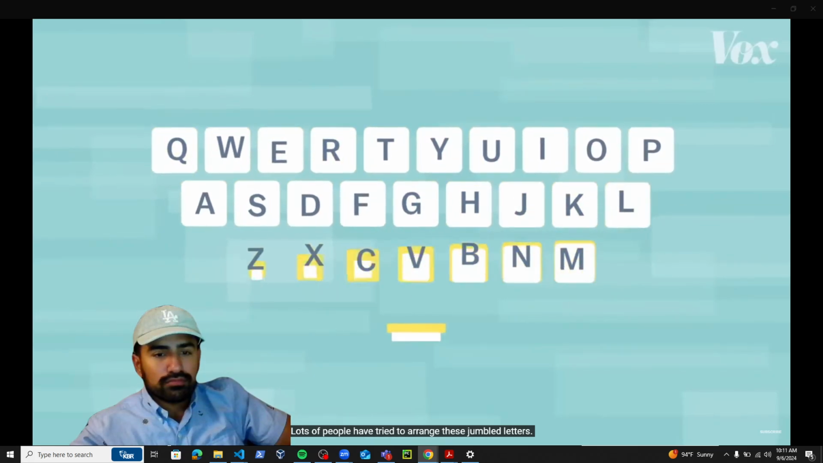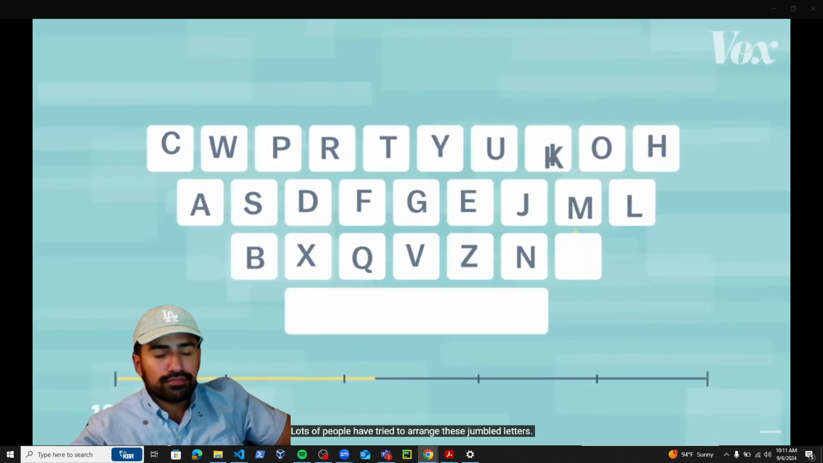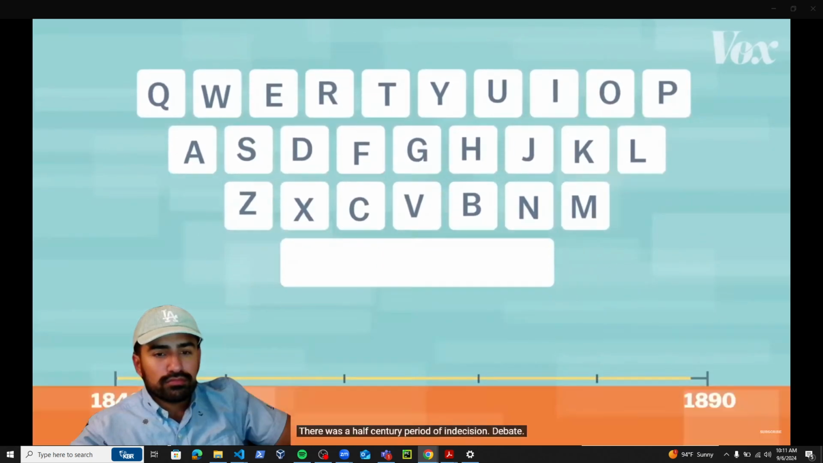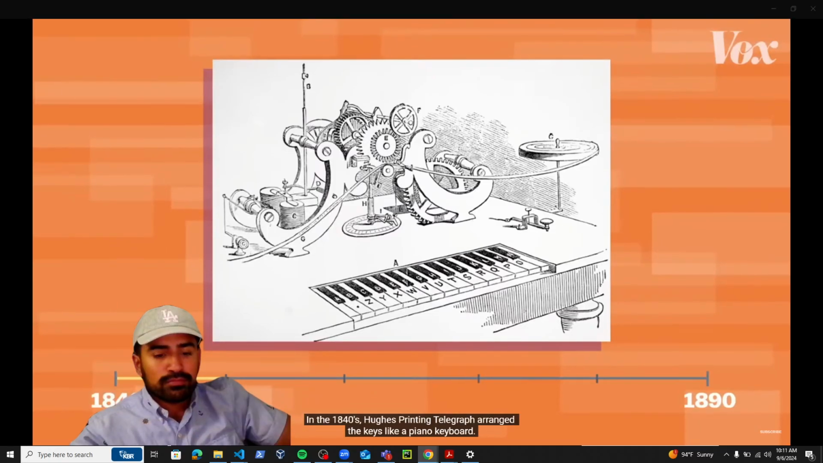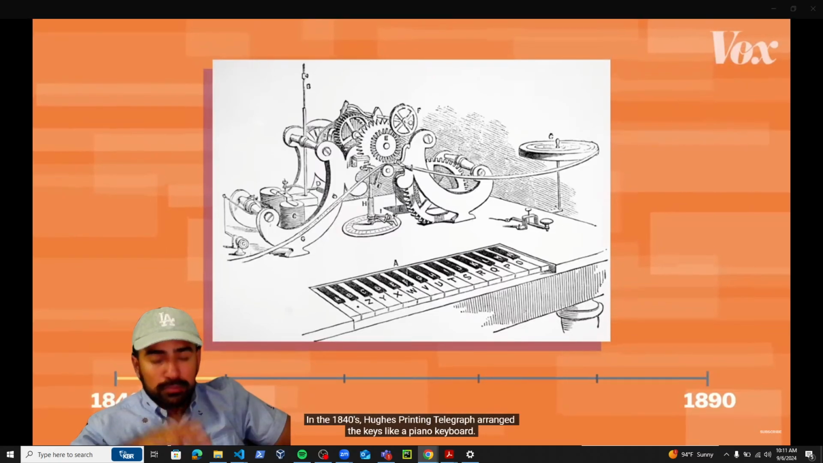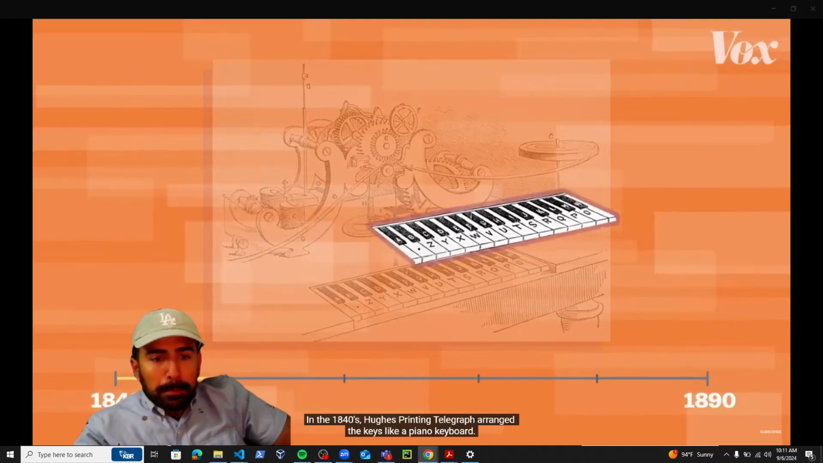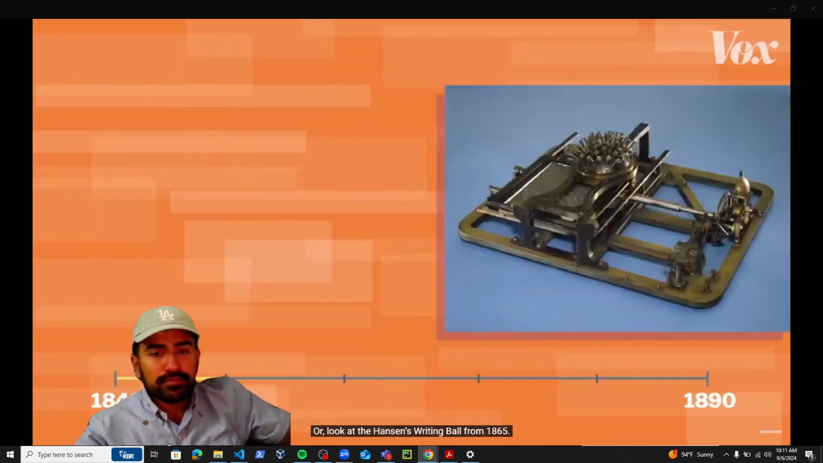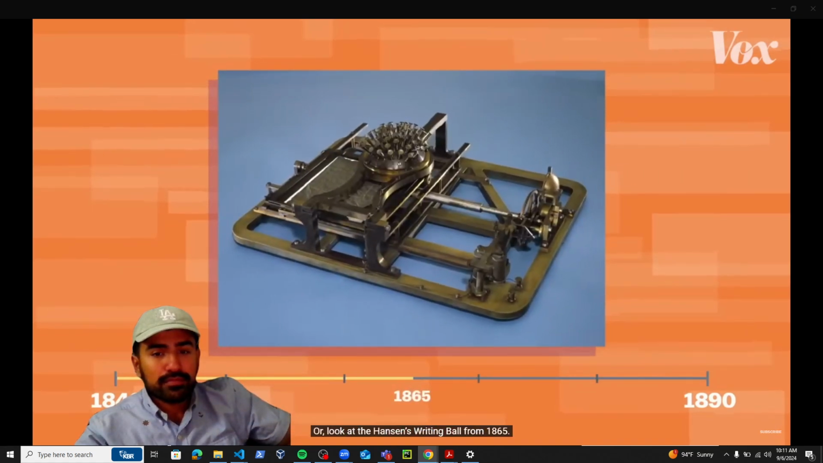Lots of people have tried to arrange these jumbled letters. There was a half-century period of indecision, debate. In the 1840s, Hughes Printing Telegraph arranged the keys like a piano keyboard. Or look at Hanson's writing ball from 1865.